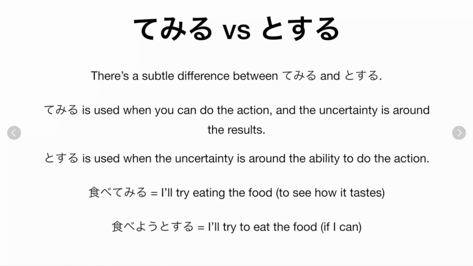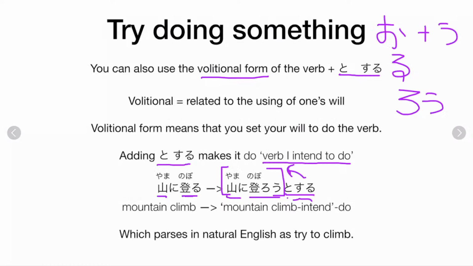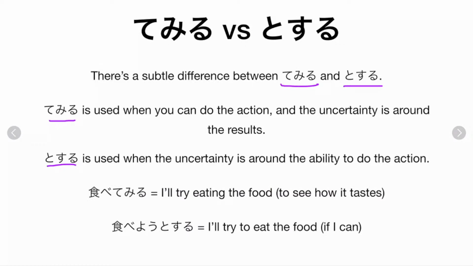So there's a difference between using "te miru" and "to suru" and why you would choose one over the other, right? "Te miru" is used when you can do the action, like you have the potential to do the action, and you're just not sure how the result is going to turn out. "To suru" is when you don't even know if you can do the action, right? So in the example here, "yama ni noboro to suru" is, well, let me see if I can climb the mountain. You don't know for sure. So it's like, I'm going to try to climb the mountain. You don't know if you'll succeed, but you're going to try.